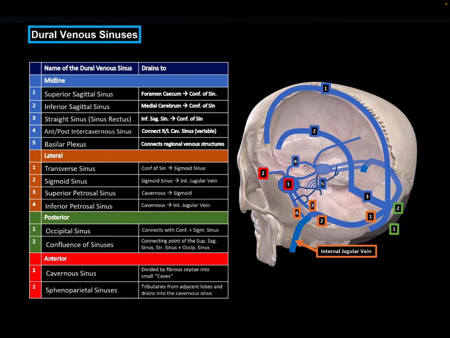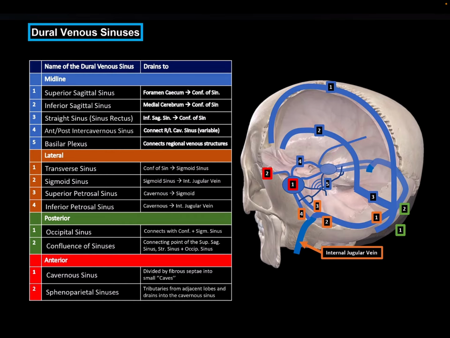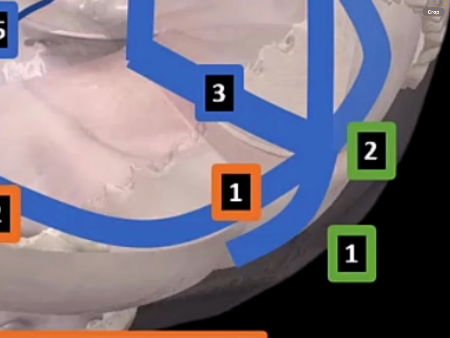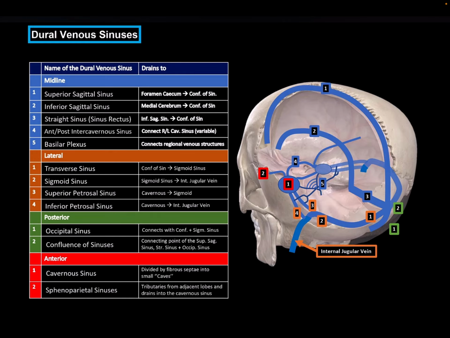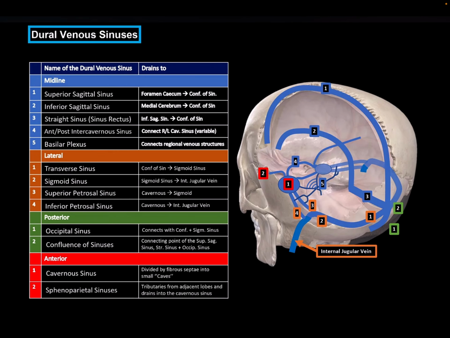The transverse sinus runs laterally, from the confluence of sinuses to the sigmoid sinus, and the sigmoid sinus drains into the internal jugular vein. Then the superior petrosal sinus goes from the cavernous sinus to the sigmoid, and the inferior petrosal sinus goes directly into the internal jugular. Right? The occipital sinus, you can see, is here from the confluence to the foramen magnum. Then the confluence of sinuses is formed by the superior sagittal and occipital sinuses, but also the transverse and straight sinuses, all of them. Anteriorly, you can see the cavernous sinus and the sphenoparietal sinuses.